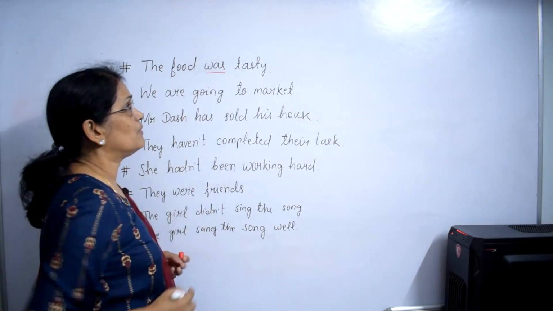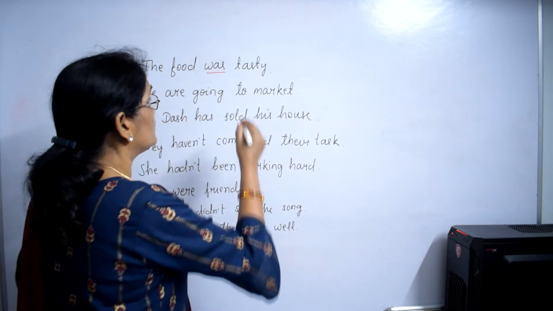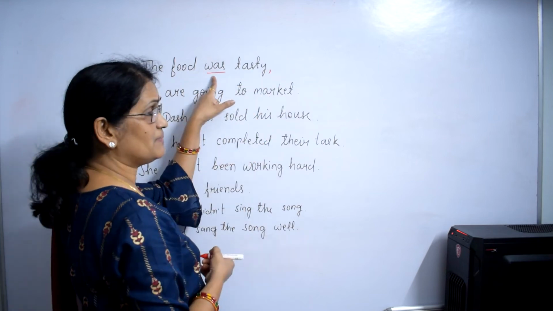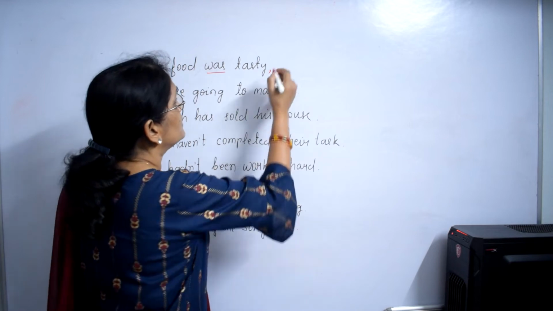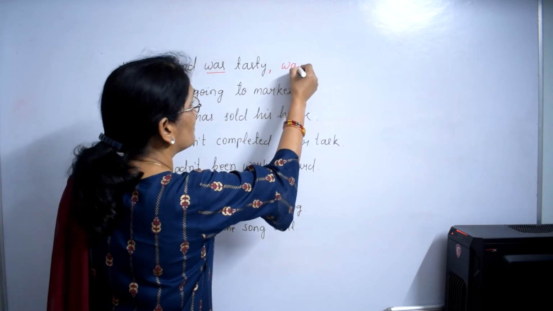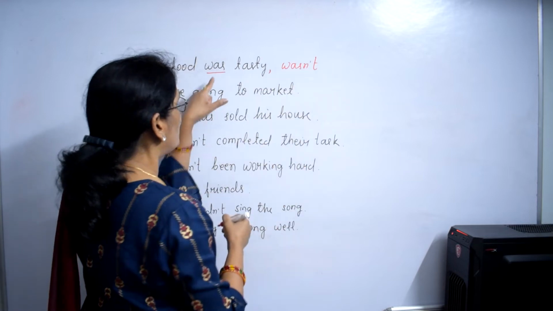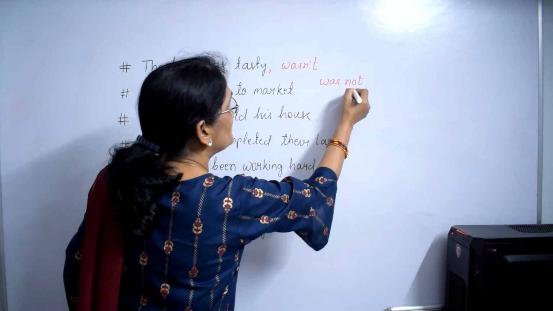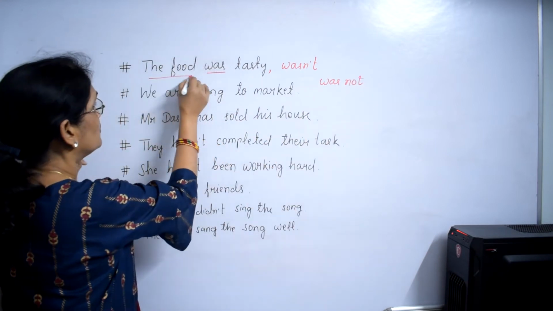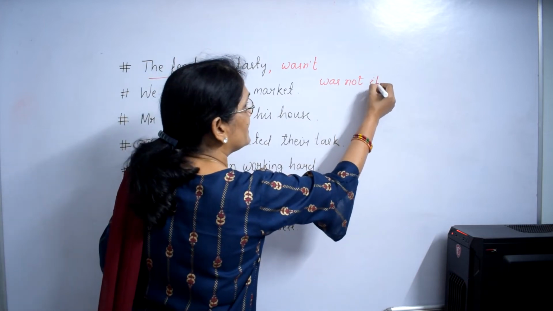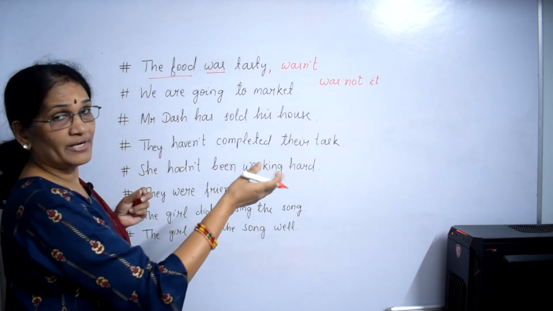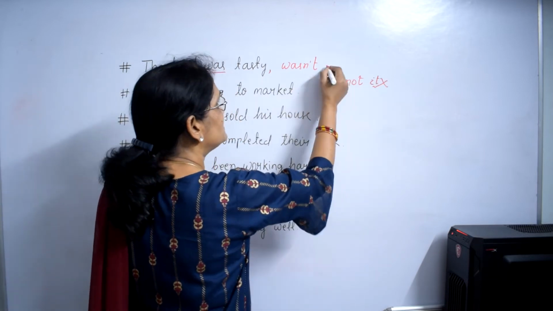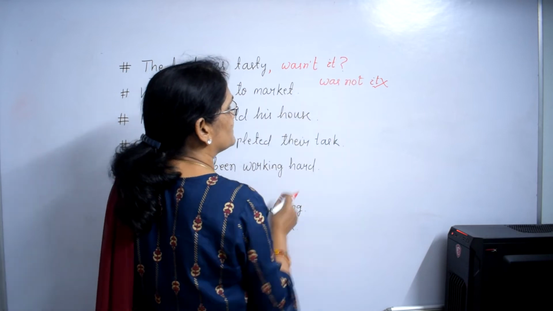Was is a verb, then tasty. Remove the full stop and add a question tag. It is a positive statement. We should add a negative tag. What will it be? It's a short form, contracted form: wasn't. We can't write "was not", right? It will be wrong. For the food, it will be what? Because we cannot write any noun, it's a pronoun, we should write the pronoun. So it will be "it". "Was not" is wrong. What will it be? Wasn't it? Question mark. Right?